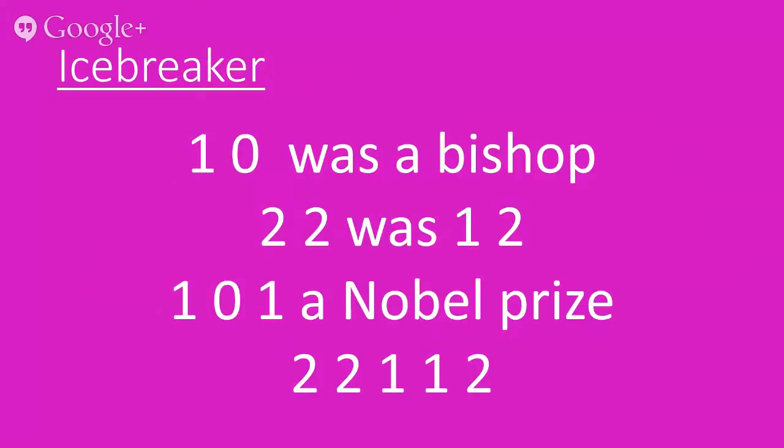Right, now, I want you to look at this icebreaker, and then on your own, aloud, I want you to say each unit, each number on its own, right? I want you to say each number on its own. So it will be 1O was a bishop, right? I'll just give you a brief time just to say that on your own.